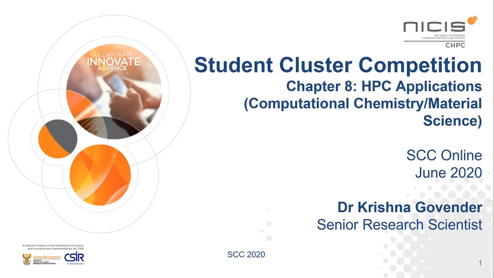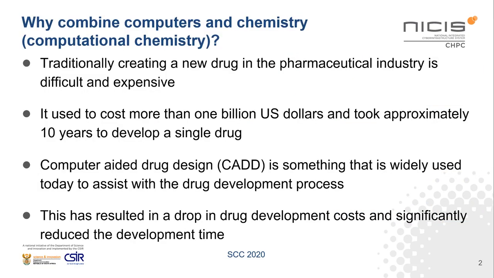I will be speaking to you about three main aspects. The first being, why do we combine chemistry and computers? Secondly, where does high performance computing fit in? And finally, how do you ensure that the chemistry applications which are running on your HPC environment actually perform optimally? Why combine computers and chemistry?